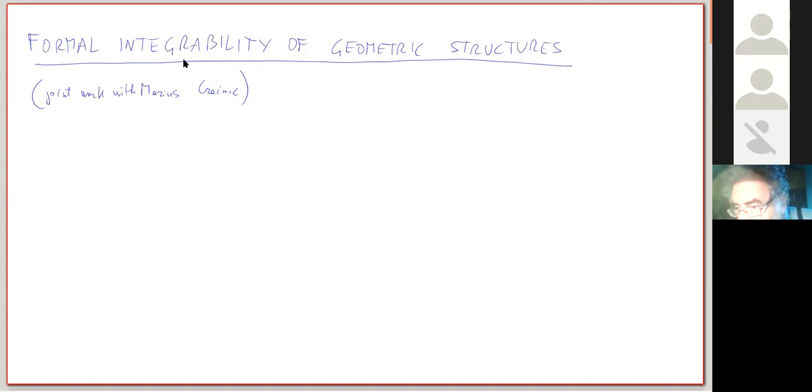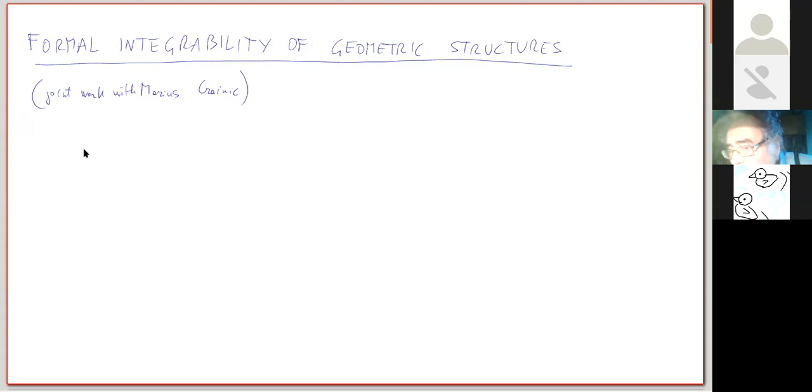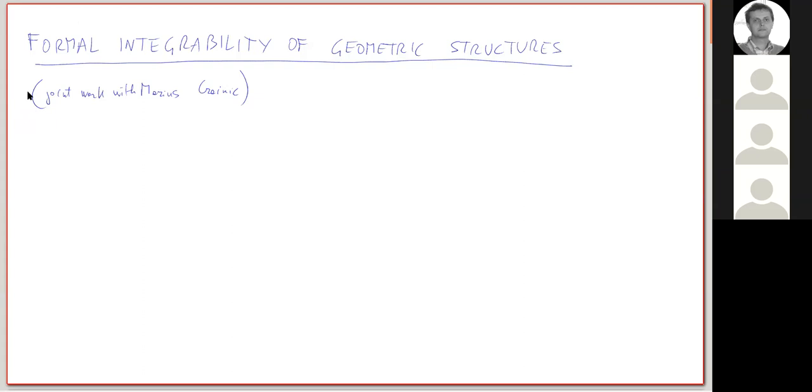By the way, I will use this graphical tablet. So if there is some problem, sorry, it's the first time that I'm using it.